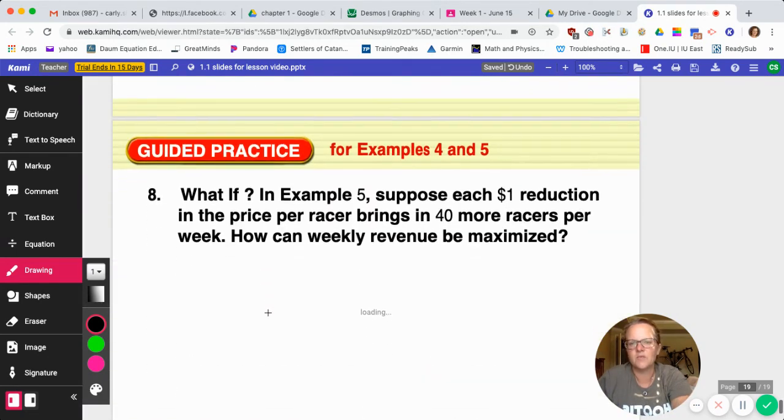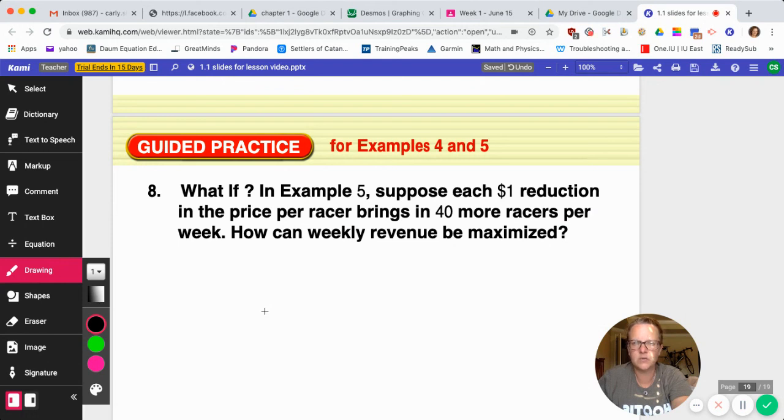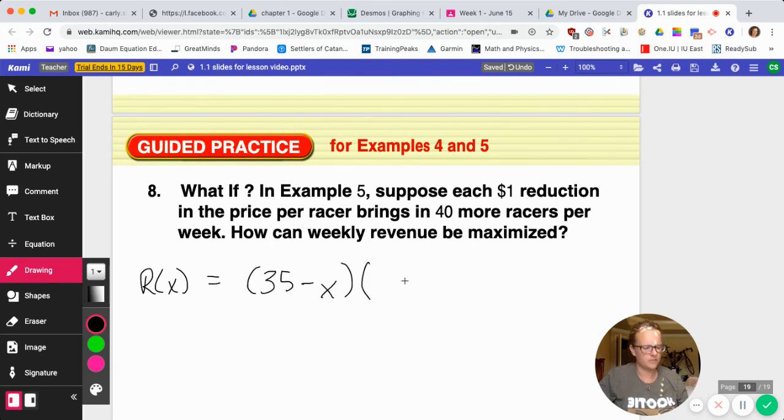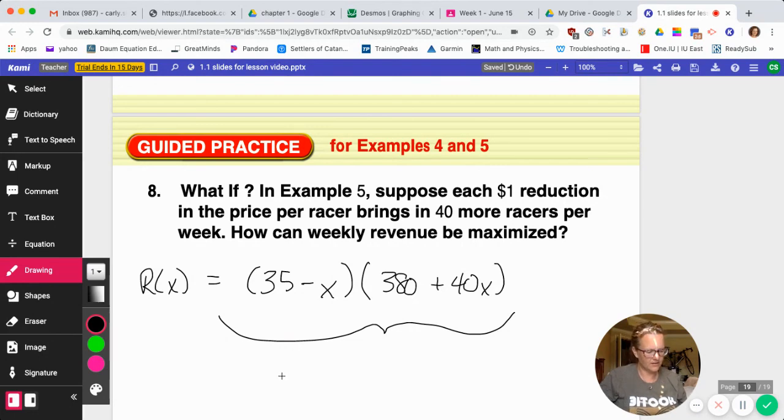And then the last one, what if in example 5, suppose each $1 reduction in the price per racer brings 40 more racers per week? It just means that our equation would be 35 minus x, times 40 more racers, 380 plus 40x. You can type it into Desmos just like this, and we will get our revenue. How can weekly revenue be maximized?